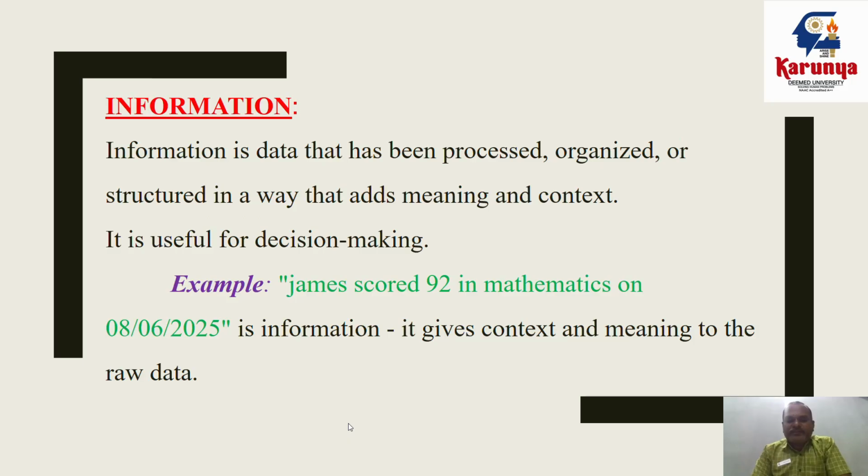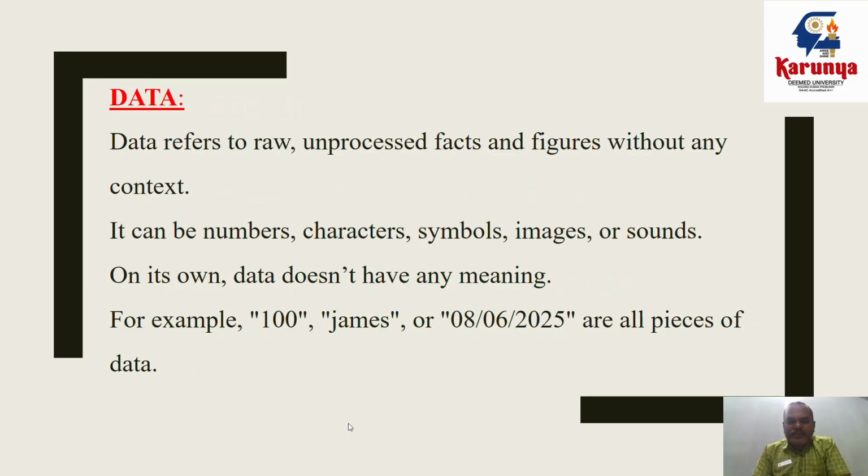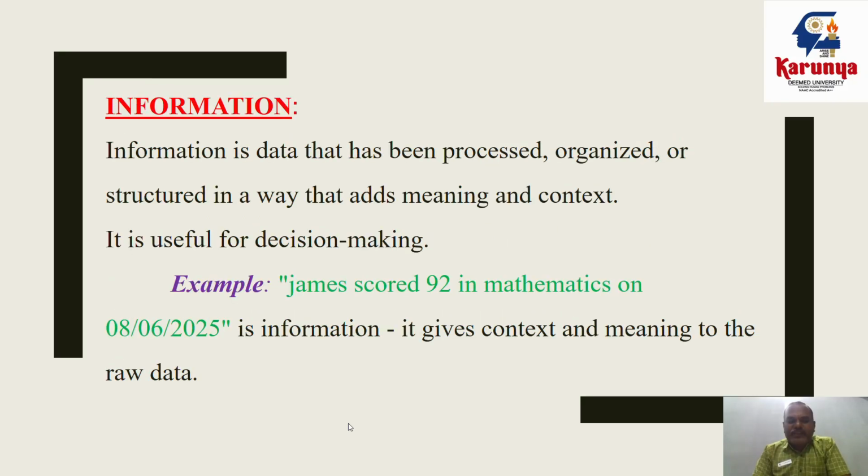For example, James scored 92 in mathematics on 8/6/2025. Here James, as we already mentioned in the previous slide, is a name. Then instead of 100 we are mentioning 92. So 92 is the mark scored by James. In which subject? Mathematics. On 8/6/2025 the examination was held. The faculty corrected the paper and gave it to the student James. He scored 92 marks. Now it is a meaningful one.